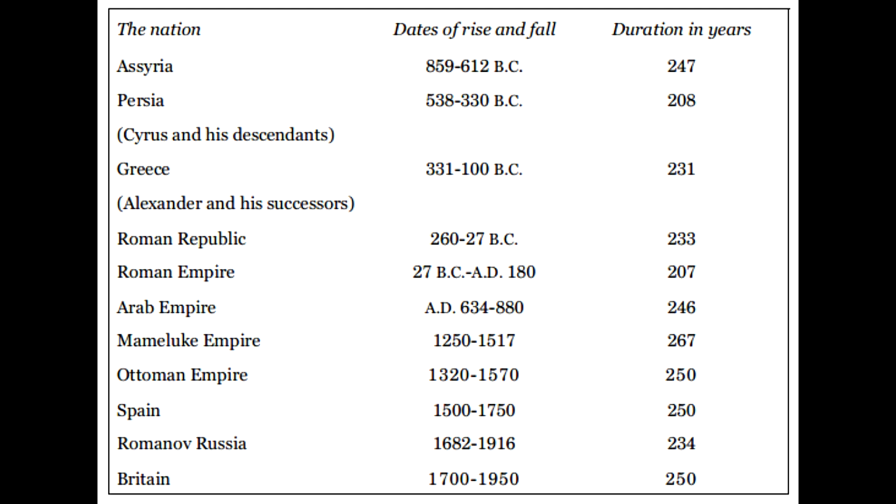But we don't only see it in the constellations and the astral forces, but also politically, in nations, in empires, the birth and death of nations. There's an interesting chart that I found. You've probably heard this idea that empires have a lifespan of around 250 years. This chart talks about Assyria, 247 years, Persia, 208, Greece, 231, the Roman Republic, the Roman Empire, the Arab Empire, the Mamluk Empire, the Ottoman Empire, Spain, Russia, and Britain. All of these existed for roughly 200 to 260 years, an average of about 250 years.